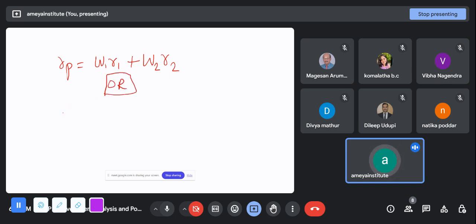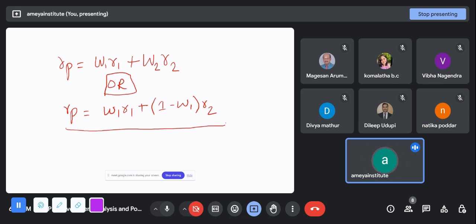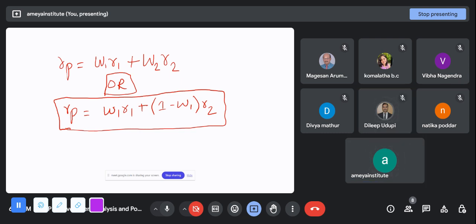There are multiple ways of writing the portfolio return. You can even write it like this also. RP, the portfolio return, is nothing but weight of 1 into return of 1 plus 1 minus weight of 1 into return of 2. This is also an acceptable formula to calculate portfolio return. Is it clear? Yes. So it's a very simple portfolio return for two assets.